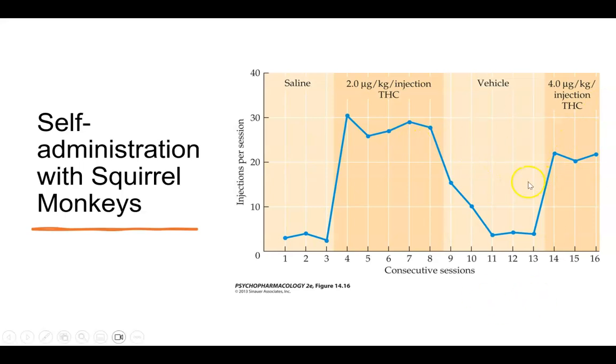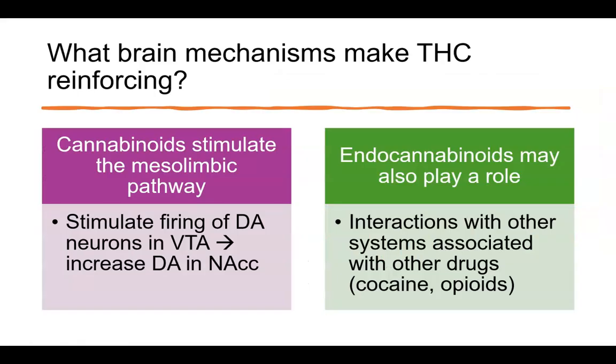Again, when that vehicle comes in, that's basically saline, that drops off, but when THC comes back again, you can see that that's a pretty reinforcing effect. And remember, these monkeys were trained on cocaine administration. So here you can see that THC clearly has some reinforcing properties.